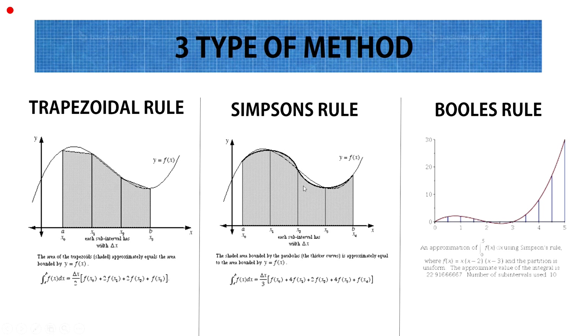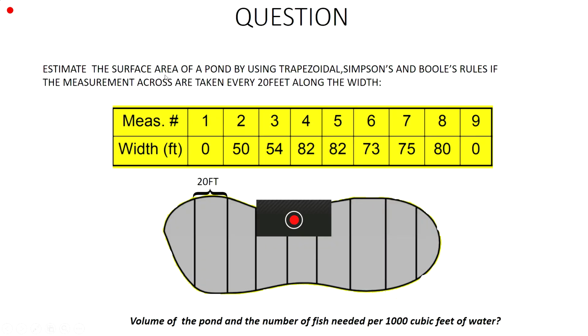Next, I will pass to Muhammad Hafiz to present the calculation based on our task, estimating the surface area of a pond by using the trapezoidal, Simpson's and Boole's rules. From the question we know that the measurements are taken every 20 feet along the width. So here we know that h is 20, and from the table we know the number of sub-intervals is 8.